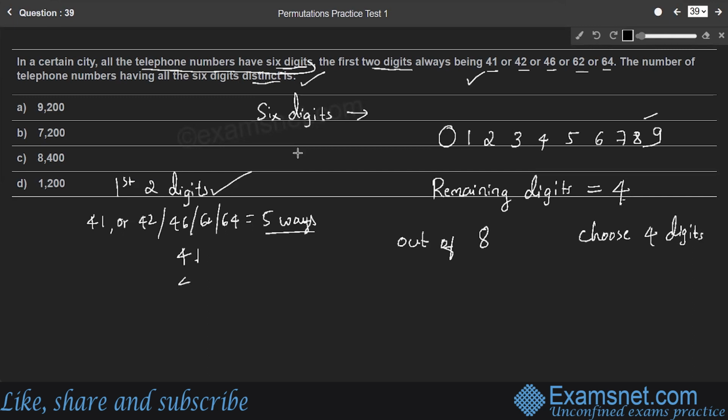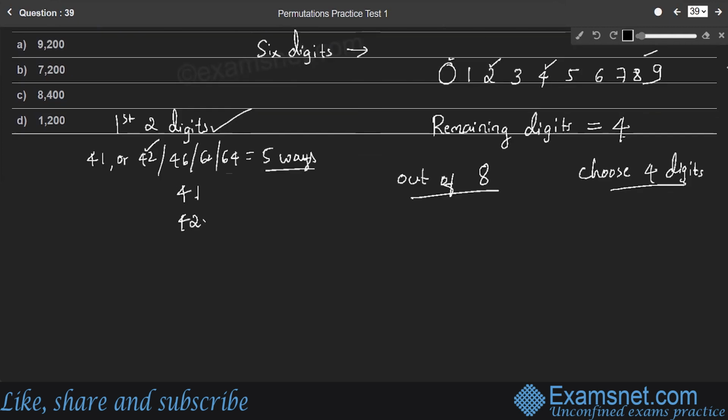In the second case also, if the number starts with 42, the remaining digits are 8 here. If you choose from 0 to 9, avoid 4 and 2. The remaining digits are 8. Out of 8, choose 4 digits. For 46 also, if it starts with 46, the remaining digits are 8. So you have to choose 4 digits. Therefore, number of ways of choosing these 4 digits.